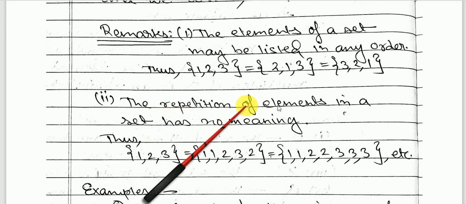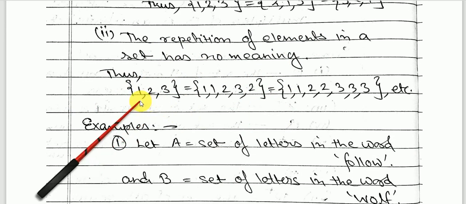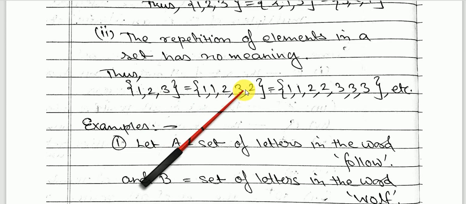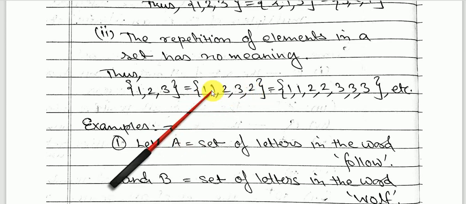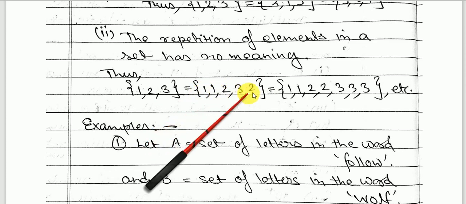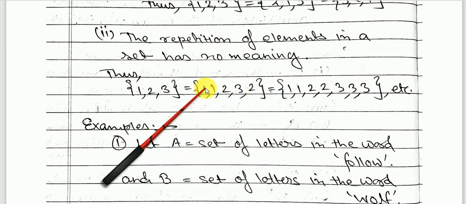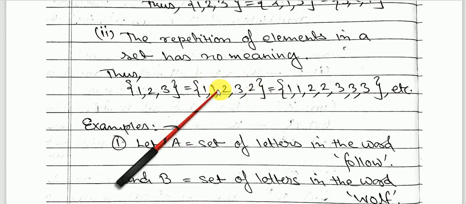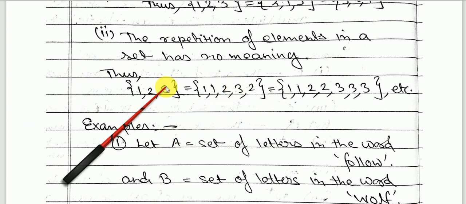Next, the repetition of elements in a set has no meaning. Like if I write a set like this 1, 2, 3, or I write 1, 1, 2, 3, 2, here repetition is meaningless. So if you ask how many elements are there, you'll be only counting 1, 2, 3, so 3 elements are there. We have to ignore the repetition.